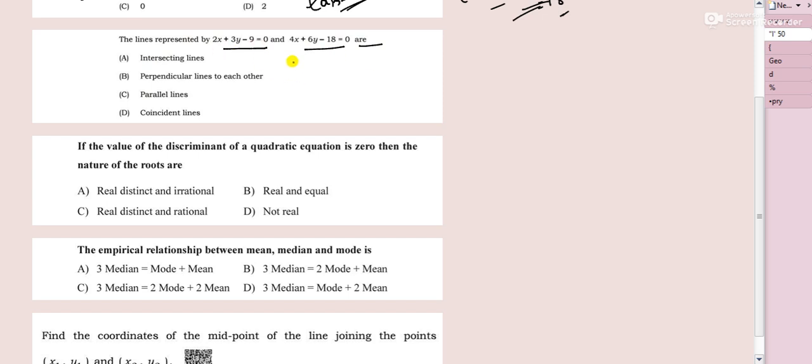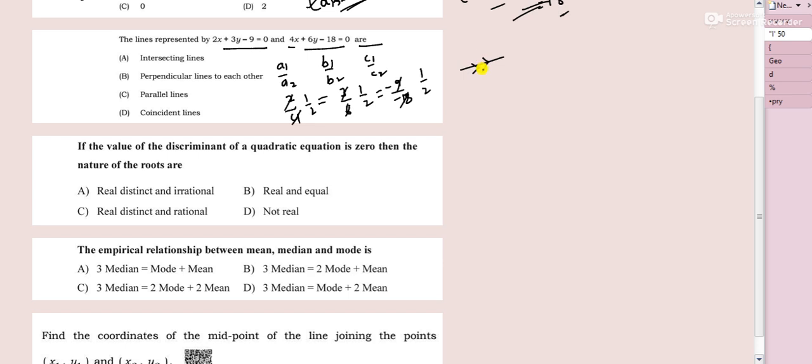So this is from linear equations. So a1 by a2 you have to write, b1 by b2 and c1 by c2. Compare. What is a1? 2. What is a2? 4. Here you will get 3 by 6, and here you will get minus 9 by minus 18. So when you simplify, you will get 1 by 2, here you will get 1 by 2, again 9 2s are 18, so 1 by 2. So all of the three are equal.